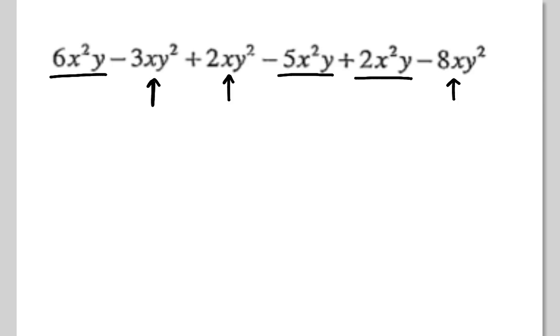So for the x squared y, I'll just think of that as an apple. There's 6 apples. Take away 5 apples, and then plus 2 more apples. 3 apples. But I called apple x squared y. So I have 3 of them. Now the xy squared, those guys are the oranges. I lost 3 oranges, then I gained 2 oranges. So I'm still down an orange. And then I lost another 8. So I'm down 9 oranges. I'm down 9 of them.